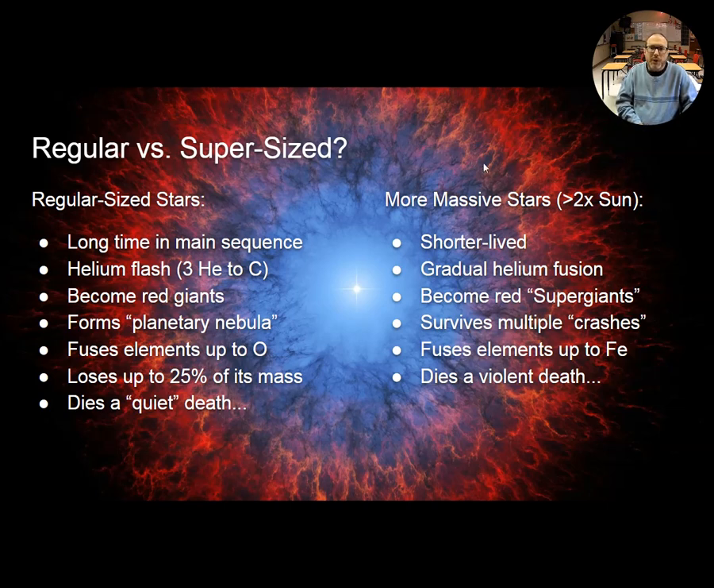More massive stars, which are decidedly larger than the sun, remember, live their life on a very short time scale. Because they have so much material, they get to the main sequence much more quickly, they burn through their hydrogen much more quickly, and then begin to fuse helium.